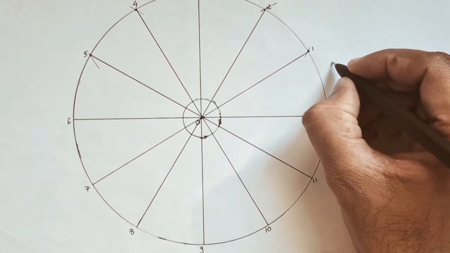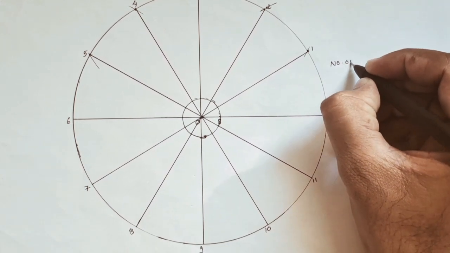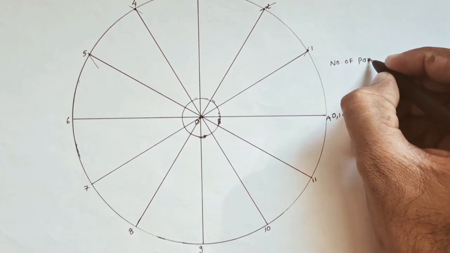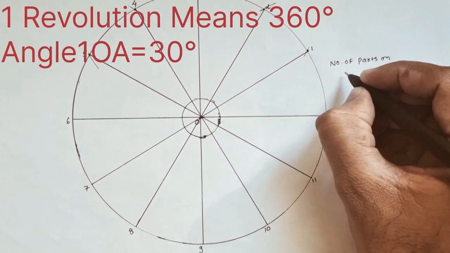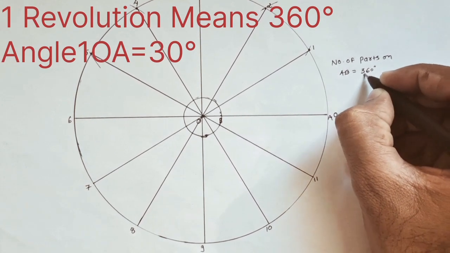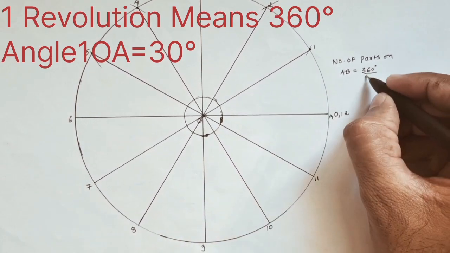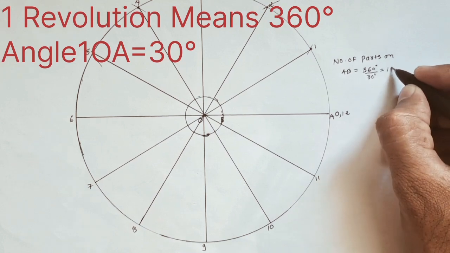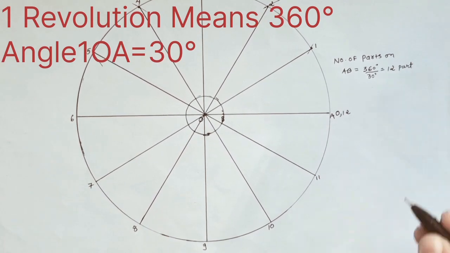Now we need to find how many parts we should divide. For one complete revolution, the angle is 360 degrees. If we divide the circle into 12 equal parts, each angle will be 30 degrees. That means we need 12 divisions on the baseline, as 360 degrees by 30 degrees equals 12 parts.